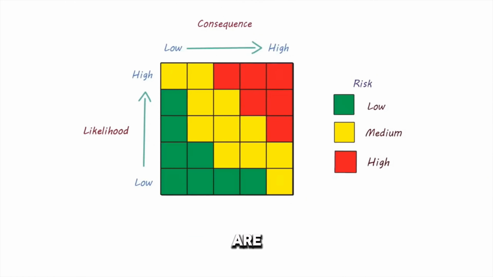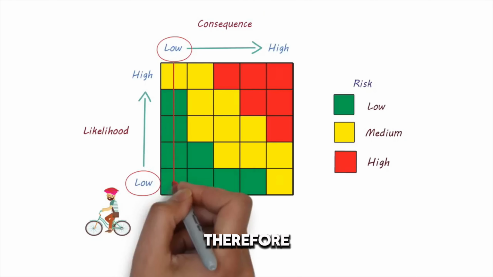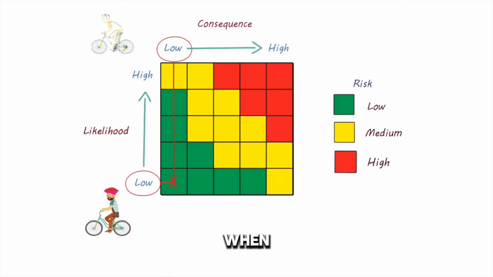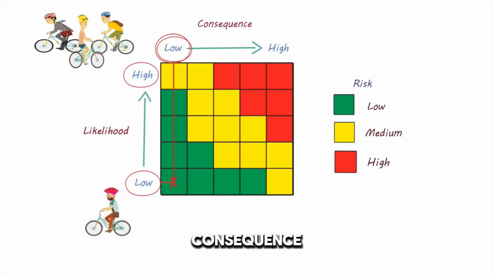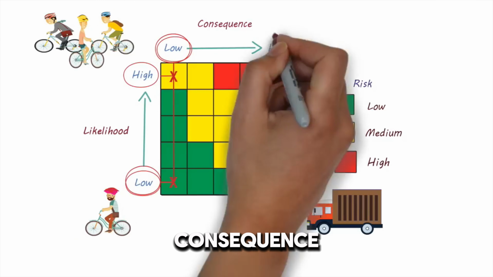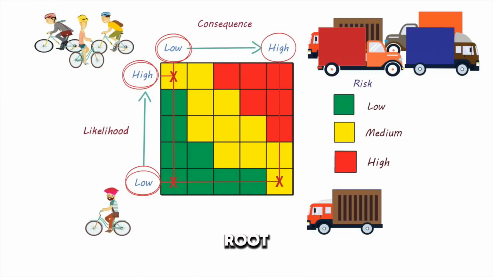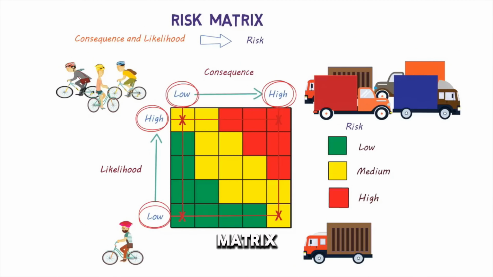In the scenario in which there are bikes traveling very infrequently, the likelihood is low and the consequence is low. Therefore, the overall risk is low. When there are more bikes, the likelihood is high but the consequence is still low, and therefore the overall risk is medium. Let's consider the truck now. In the scenario where trucks are infrequent, the likelihood of a crash is low but the consequence is high. The overall risk is medium. And if it's a busy truck route, the likelihood and consequence are both high, and therefore the overall risk is high.